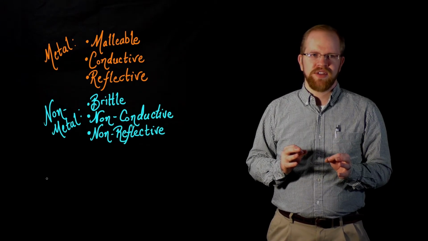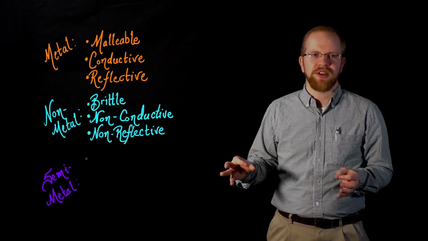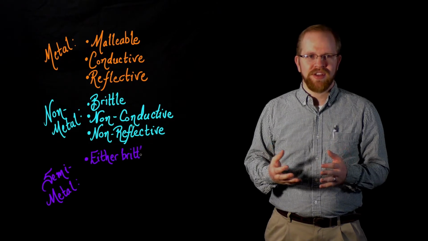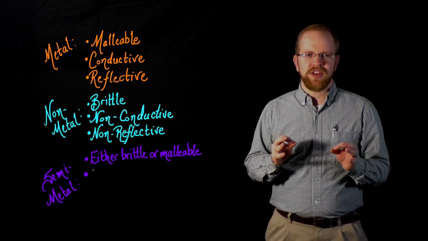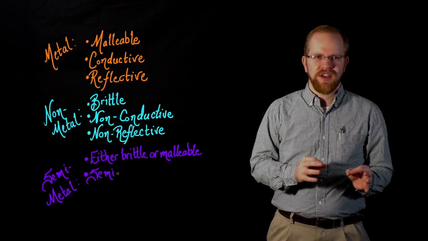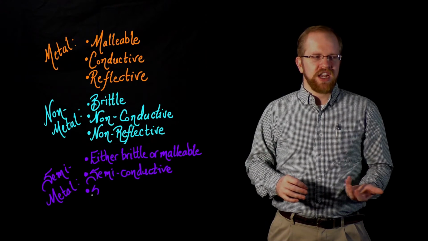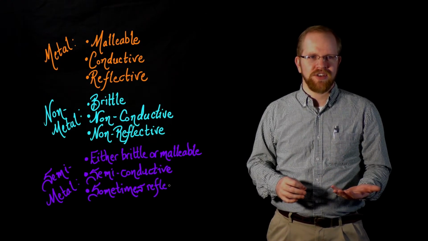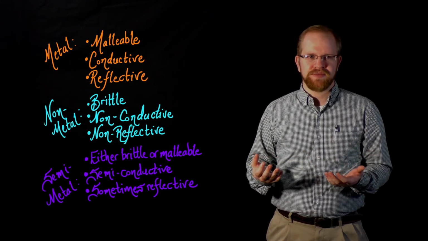Semi-metals are weird. Sometimes they behave like metals, sometimes they may not behave like metals. Silicon is a prime example of a semi-metal. It's actually what allows us to have modern electronics. In the right circumstances, silicon is very conductive. At other times, it's not very conductive at all. It's shiny and reflective, but it's very brittle. You hit it with a hammer, silicon breaks. All the semi-metals have similarly mixed properties.